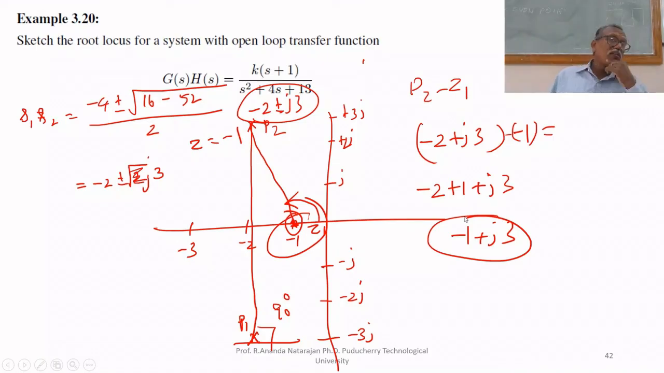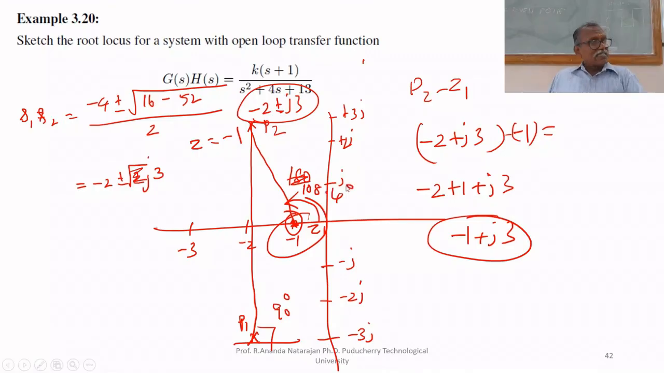Call the function polar to rectangle. Enter minus 1, 3 and press equal. The magnitude is 3.16. Find the angle: 108.4. You can directly find that angle, 108.4 degrees. I understand this.